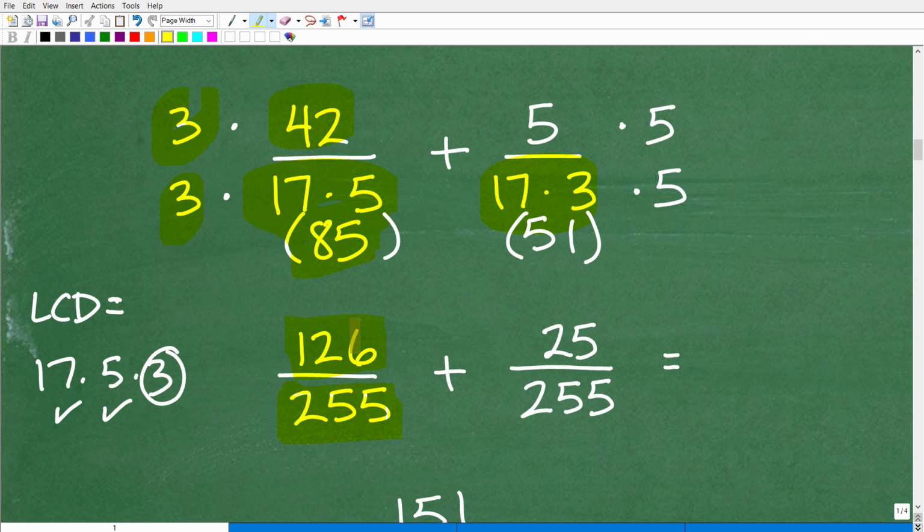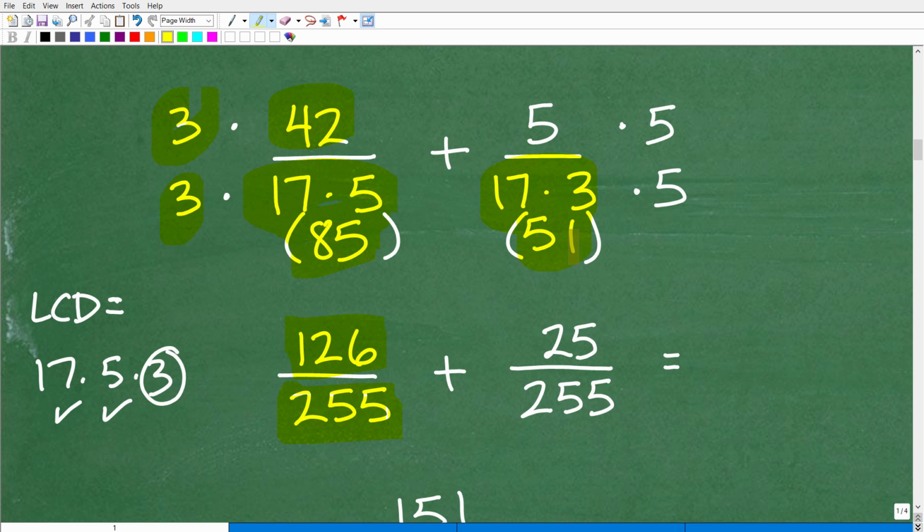Now, if you're just starting out adding or subtracting fractions, this problem is probably too, I don't want to say too advanced, but you want to start with easier problems. This one does require a lot more number crunching, so hopefully you already have pretty good experience and skills when it comes to adding and subtracting fractions. But let's continue forward here.